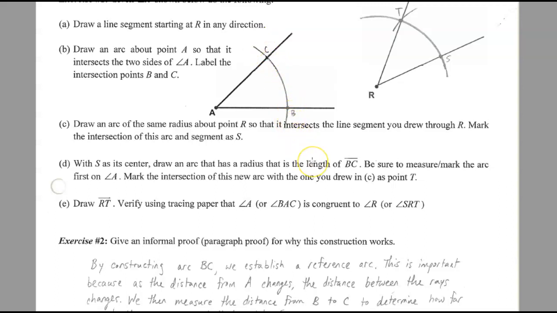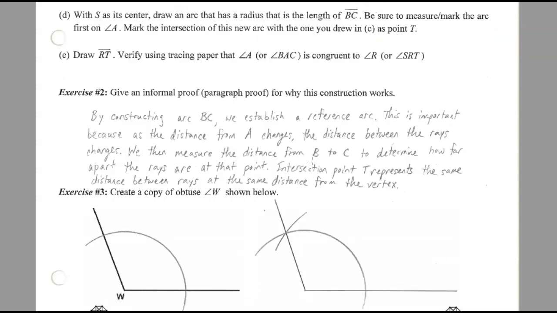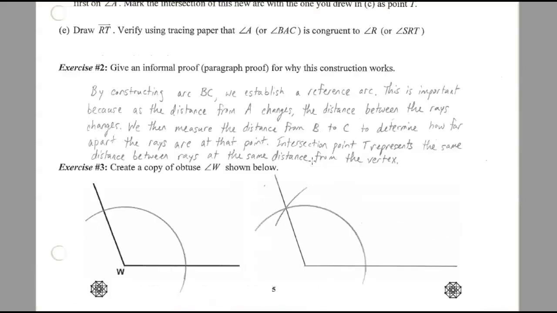Alright, so to do some more practice with that, we're going to create a copy of this obtuse angle W shown at the bottom here. So again, I start with my reference arc, and I could make this any size I want as long as it crosses through both rays. And then before I can copy that reference arc over, I do need a ray to work with here. So the bottom ray is what I started with, and that's just with a straight edge.